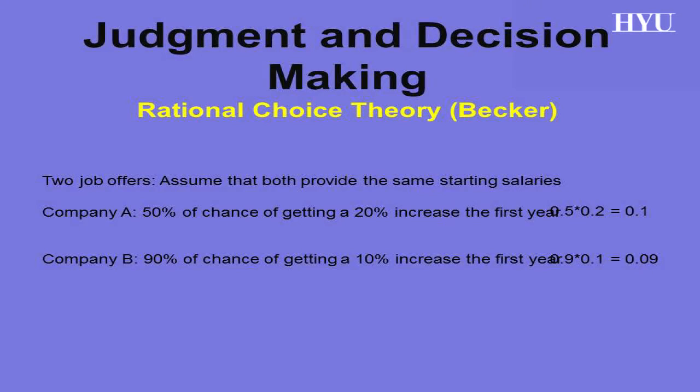A: 50% chance of getting a 20% increase. B: 90% chance of getting a 10% increase. Why choose B more than A? Anyone choose B? High probability, more likely, right?